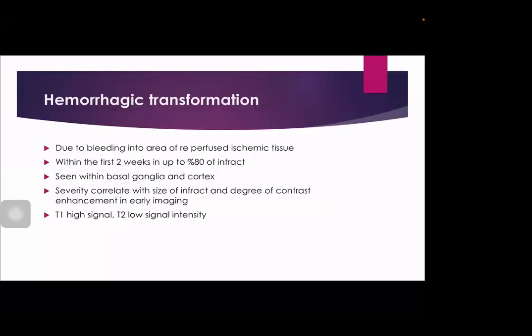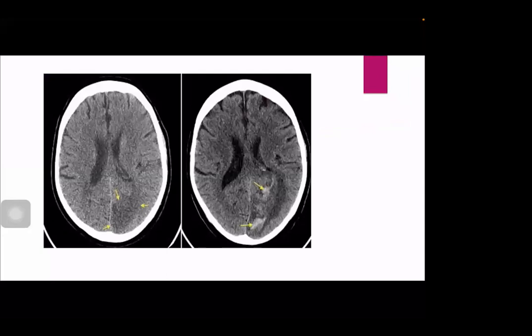Hemorrhagic transformation occurs due to bleeding into the area of reperfused ischemic tissue, as seen within the first 2 weeks in up to 80% of infarctions, most commonly in the basal ganglia and cortex. Here you can see an axial non-contrast CT scan of a patient with acute stroke. You can see the area of low density in the left occipital lobe. In the subsequent days, the patient deteriorated, and re-examination shows this area of high density in the region of the infarction. Also, there is mass effect on the left lateral ventricle. So this indicates hemorrhagic transformation of the infarct.